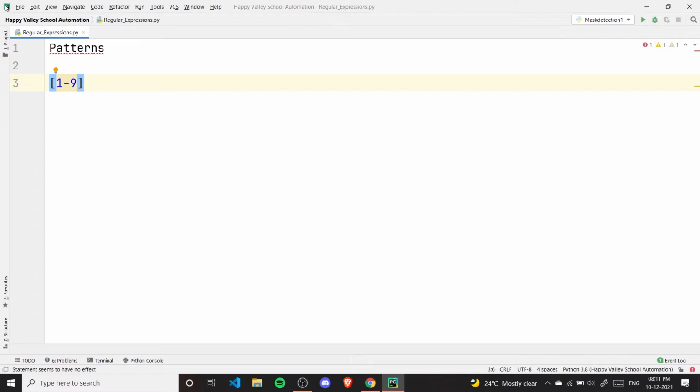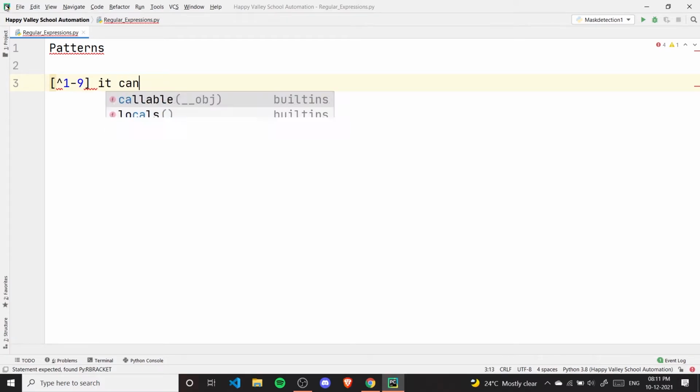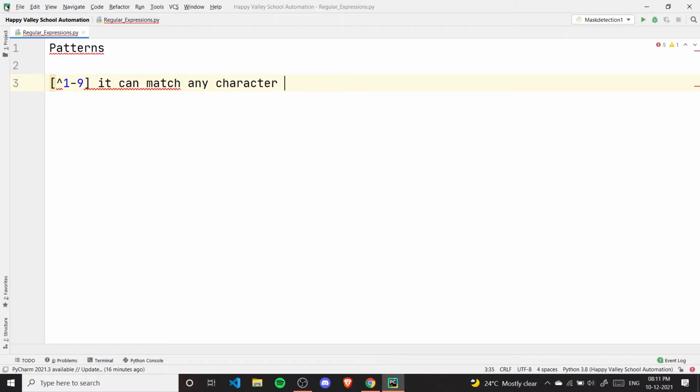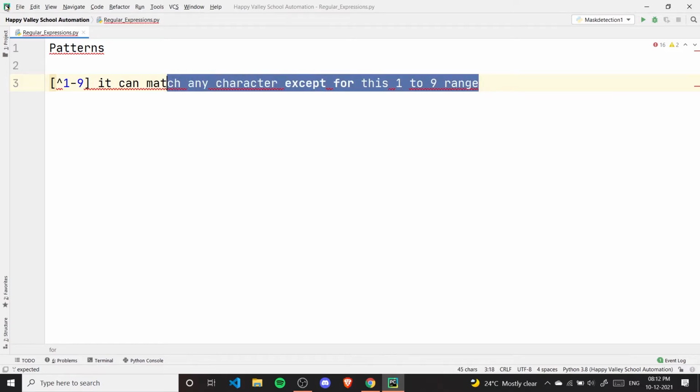Now I'll show you the fifth type of pattern. If I say cap 1 to 9, what does this mean? This means it will match any single character excluding this 1 to 9 range. That means it can match any character except for this 1 to 9 range. So this is the fifth type of pattern.